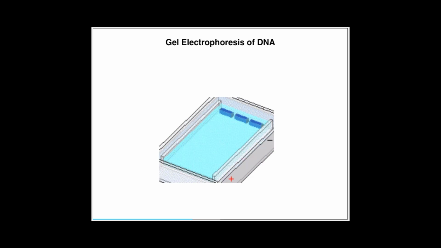After the wells are filled, the power supply is turned on and the DNA moves towards the positive pole. At this stage, the DNA band or bands can't be seen, but the tracking dye, dark blue, allows the progress of the electrophoresis to be followed. Smaller DNA fragments move faster down the gel than larger fragments.